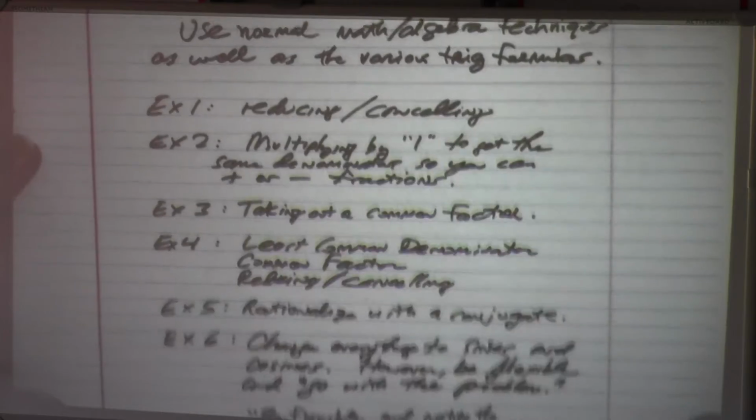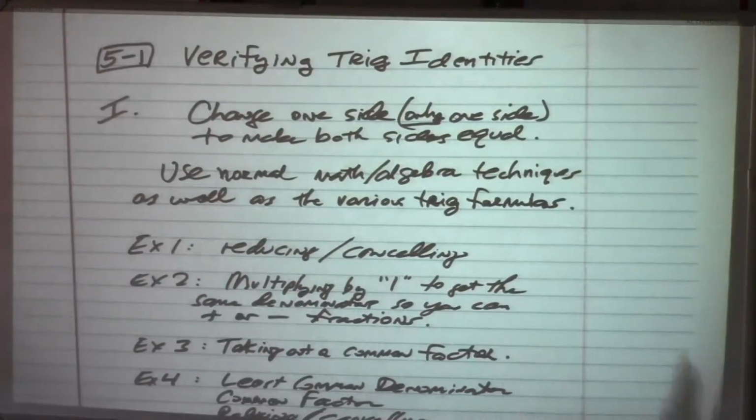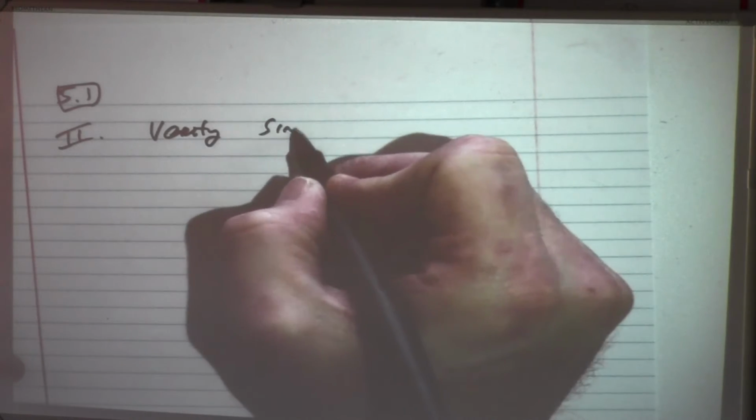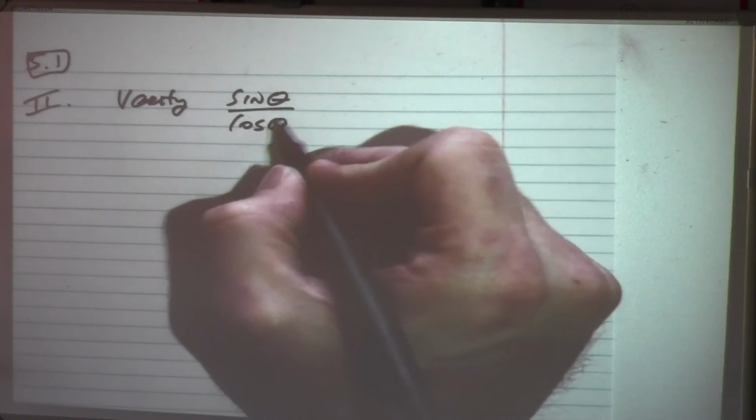Okay, there's a review of some of the examples and gives you some idea of where to start with verifying trig identities, or some of the things you would do with them. Now let's go through an example for it, and I'll call this 5-1, and this is Roman numeral 2, and let us verify sine theta over cosine theta.